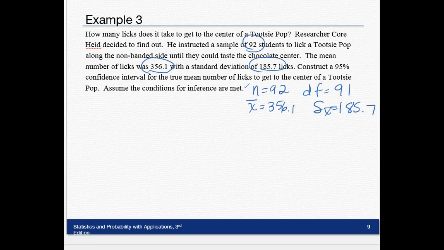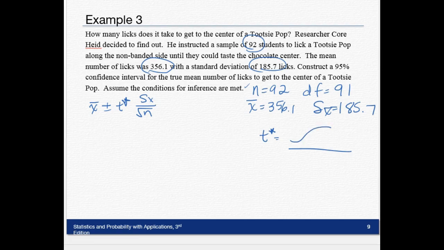Okay? So knowing all those things, then we think back to our formula. It says x bar plus or minus t star, and then s over the square root of n. So the only part of this we don't know yet is our t star value. So let's figure out t star.